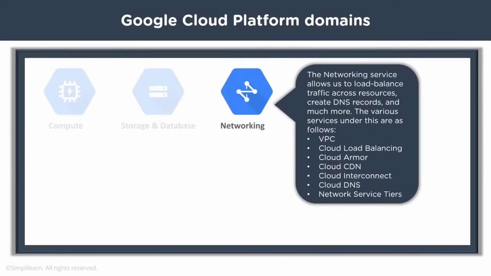When we talk about networking, the networking service allows us to load balance traffic across resources. As I mentioned earlier, resources could be the different resources which you would be using from a cloud platform, such as your devices, instances, memory optimized or CPU optimized instances, or other resources, creating DNS records, and much more. Various services under this are VPC, that stands for Virtual Private Cloud, Cloud Load Balancing, Cloud Armor, Cloud CDN, Cloud Interconnect, DNS, and Network Service Tiers.